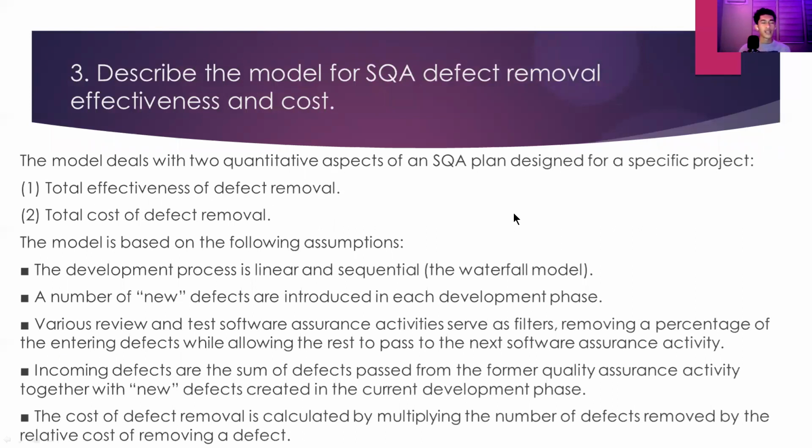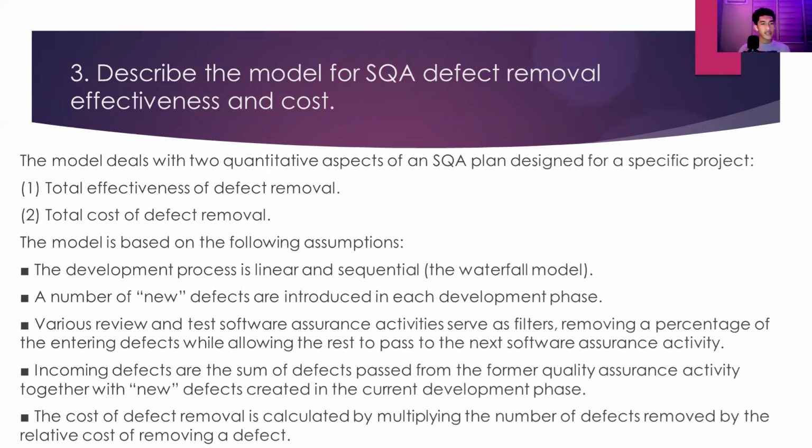Last question. Describe the model for SQA defect removal effectiveness and cost. The model deals with two quantitative aspects of an SQA plan designed for a specific project. The first quantitative aspect is total effectiveness of defect removal. Second is total cost of defect removal. The model is based on the following assumptions.